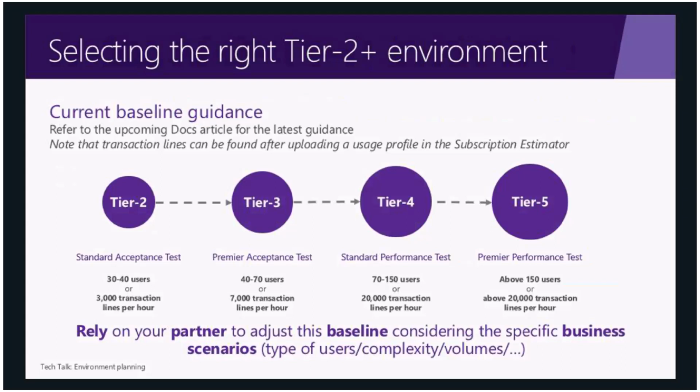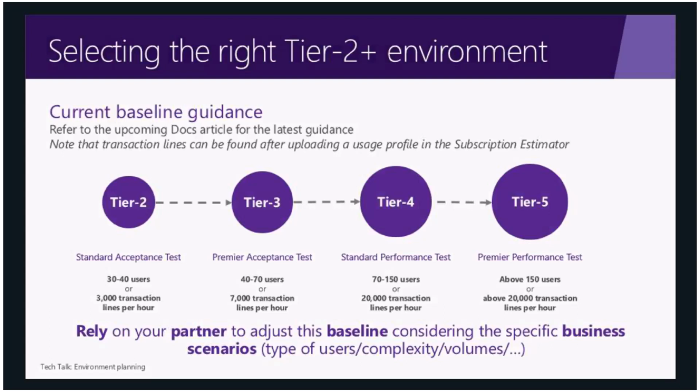The key point is that your partner will have the expertise to adjust this baseline guidance. So the two factors to consider are the number of users and the number of transaction lines processed per hour. The thresholds here will help you to select what is the right environment to do your testing, performance testing.